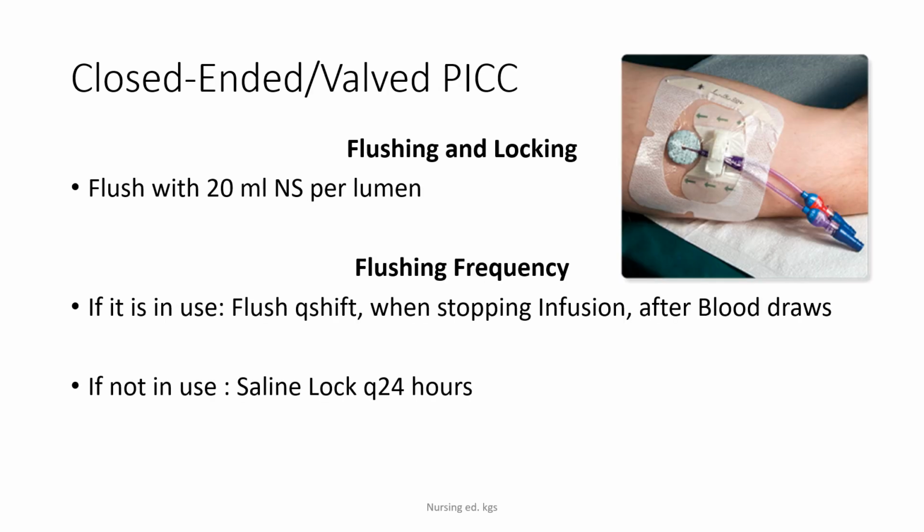For your closed-ended or valved PICC, so these are PICCs that do not have clamps, you will need to flush each lumen with at least 10 to 20 ml of normal saline. If the PICC is in use, you'll be flushing every shift, whenever you are stopping an IV infusion, and also after blood sampling. If your lumen is not in use, you'll flush it every 24 hours.